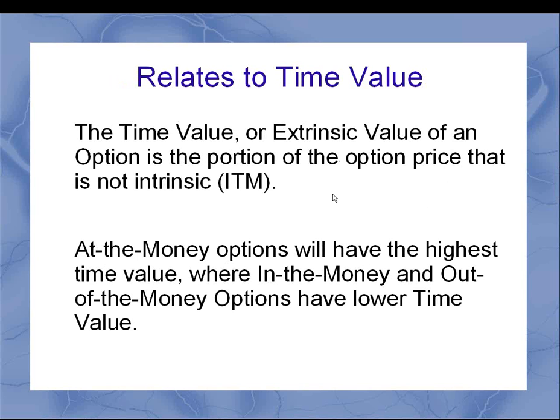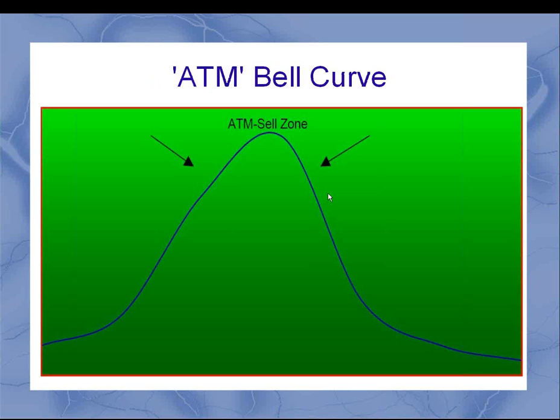At the money options always have the highest time value. Okay, so we're looking right at the money, we're going to have the highest time value. Where we go in the money and out of the money, options will always have a lower time value. Okay, this is part of the ATM bell curve.